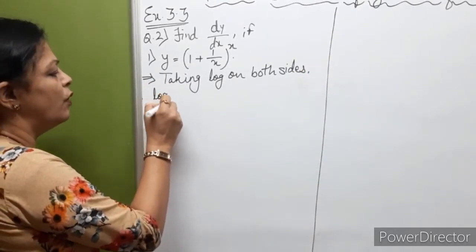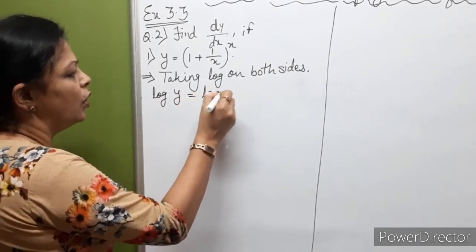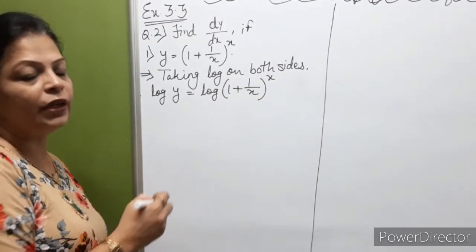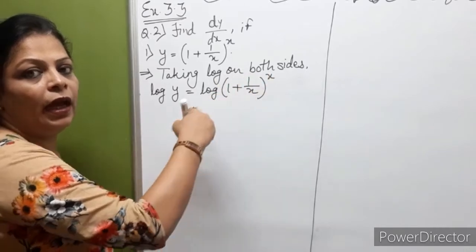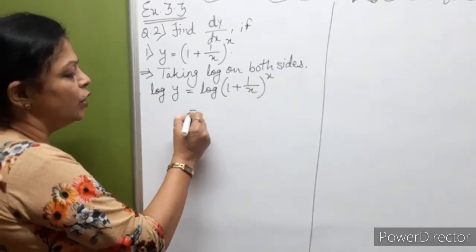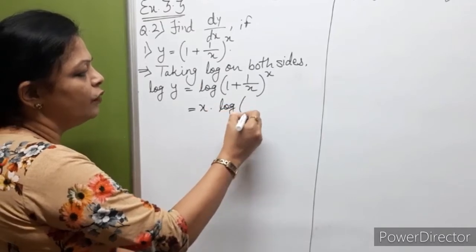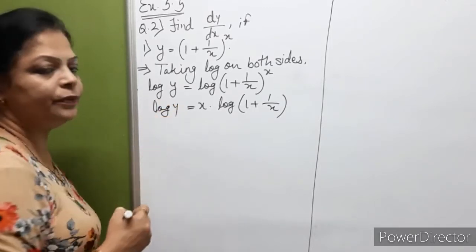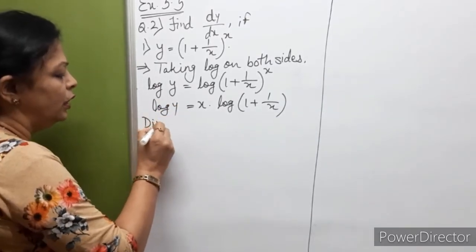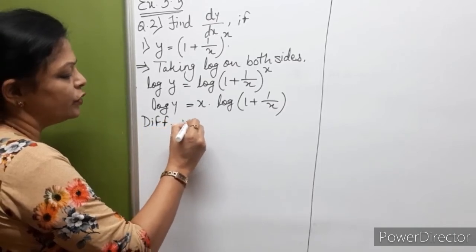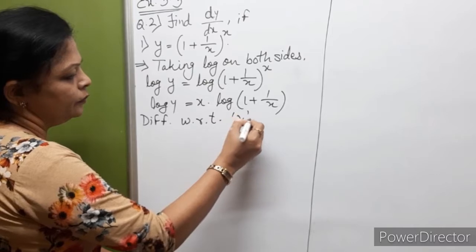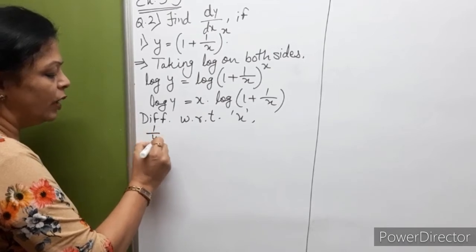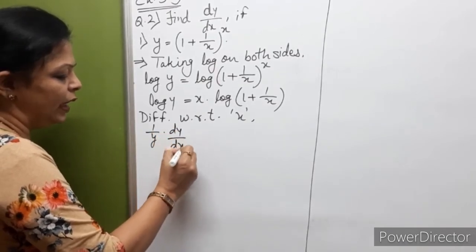You get log y is equal to log of (1 plus 1 upon x) raised to x. And you know that log of m raised to n is n into log m. So over here also you will get x into log of (1 plus 1 upon x), and this side it is log y. Now let us differentiate, differentiating both sides with respect to x. So the derivative of log y will be 1 upon y into dy by dx.